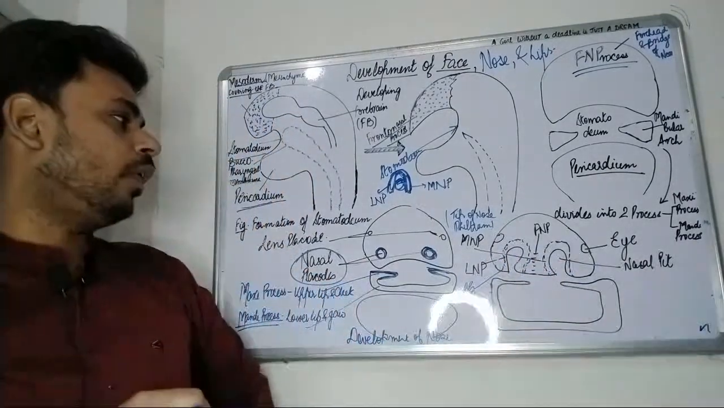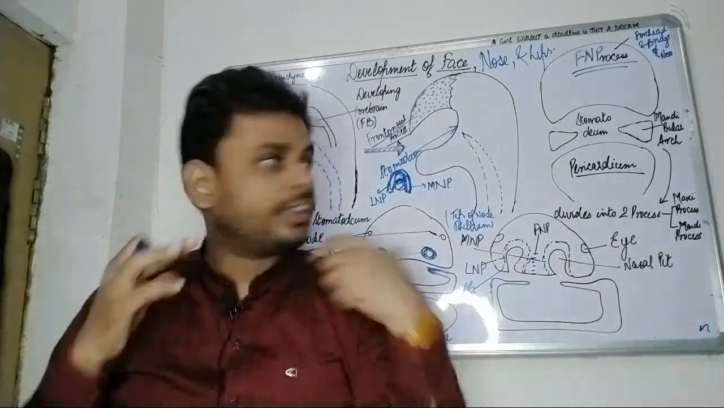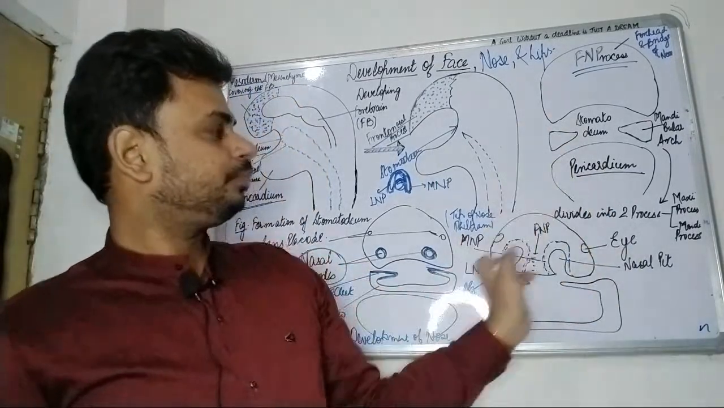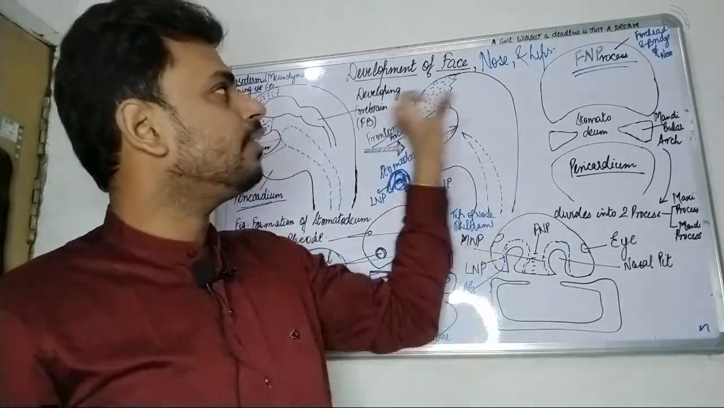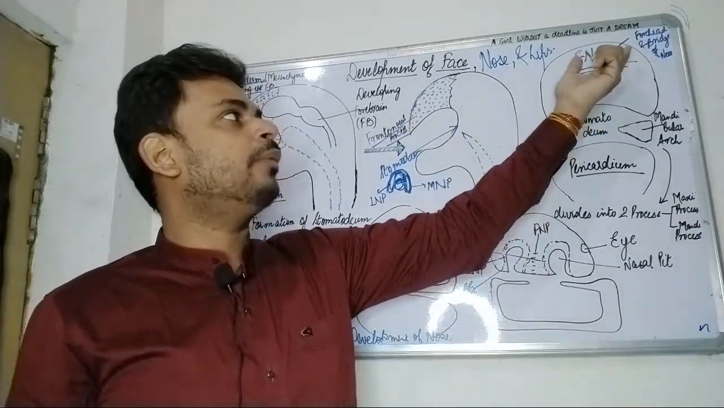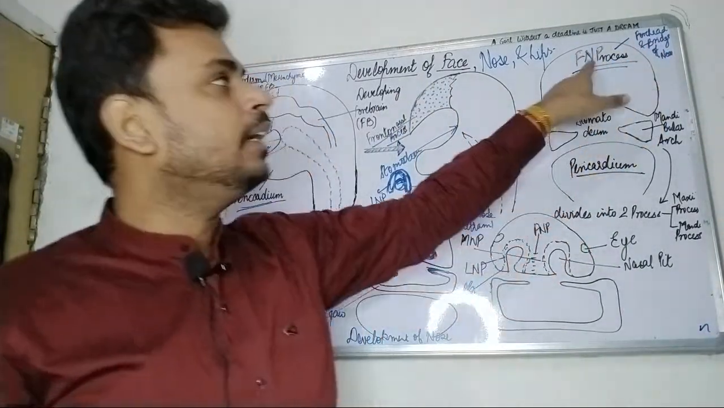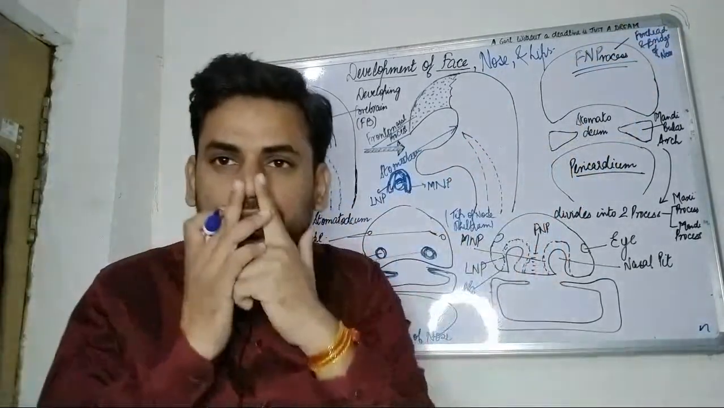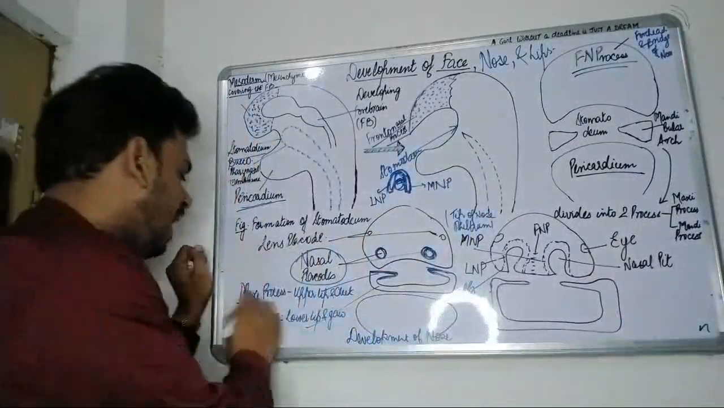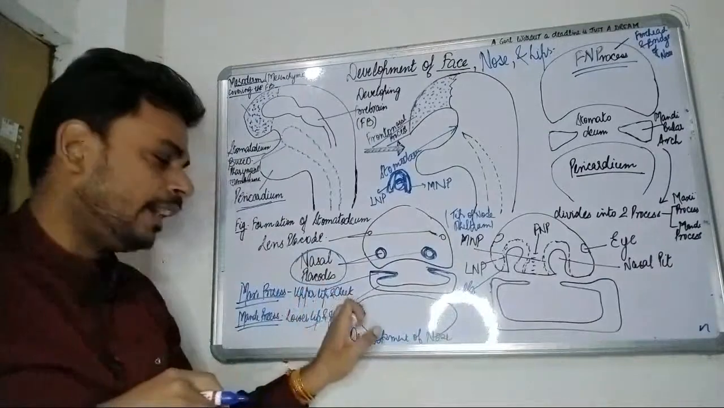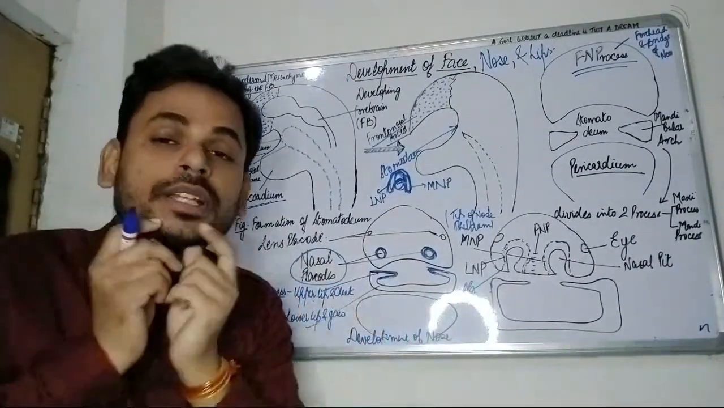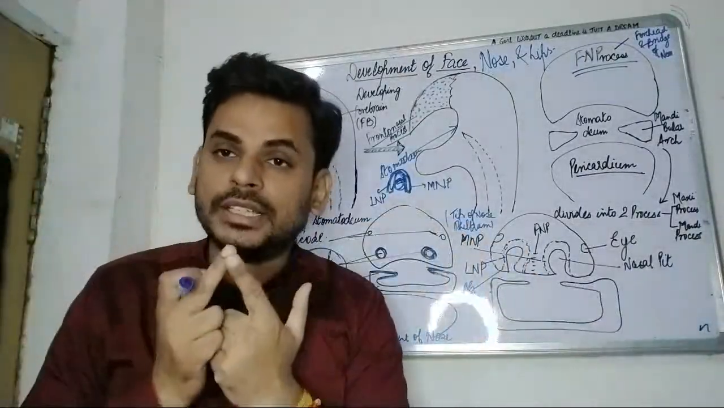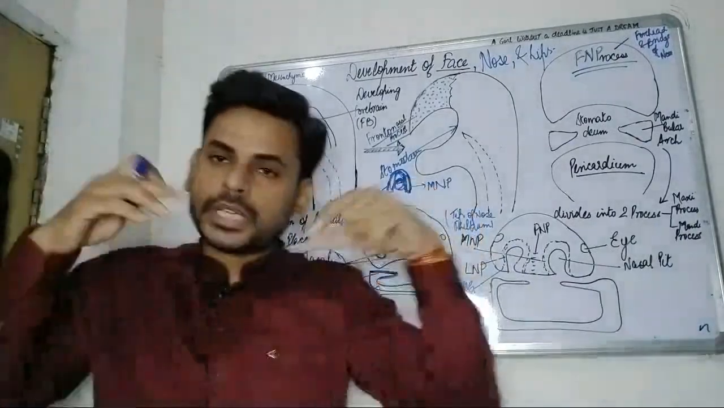So students, this was all about how the development of the face and the nose takes place. In short, I have summarized how the development of the face, nose and lips occurs. The frontonasal process forms the forehead and the bridge of the nose. The maxillary process forms the upper lip and the cheek, whereas the mandibular process forms the lower lip and the lower jaw. So students, these are the nasal placodes which are going to form the external nares of the nostrils, and these are the lens placodes which are going to form the future eye.